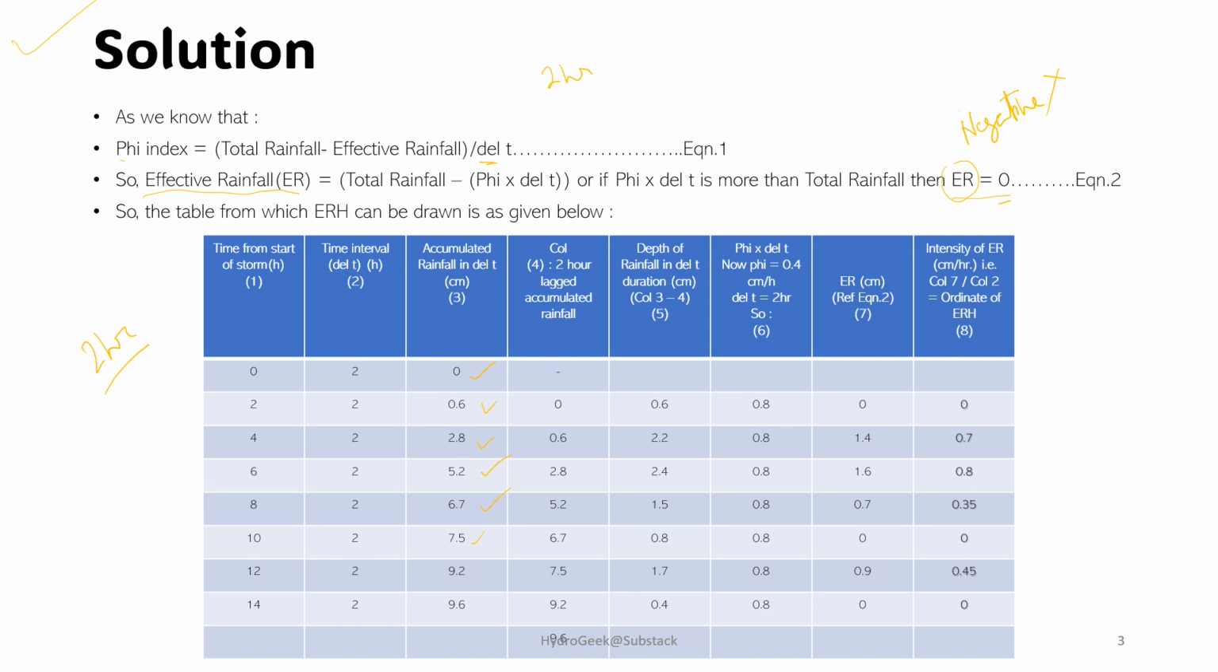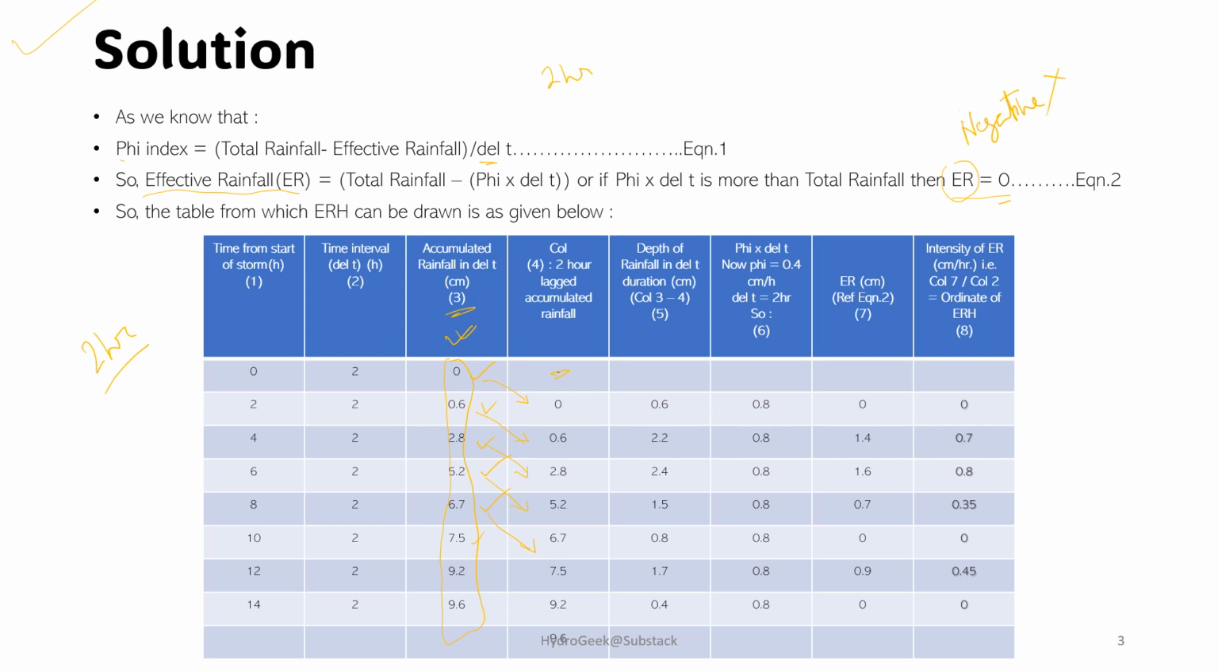So we show the rainfall intensity on the y-axis and duration on the x-axis. So how to find it? Just lag the data of this column, column number 3, by 2 hours. So just leave the first row and write this entire data from the second row. You have seen 0 has been given here, 0.6 is there, 2.8 is there, 5.2 is there, 6.7 is there, and so on.